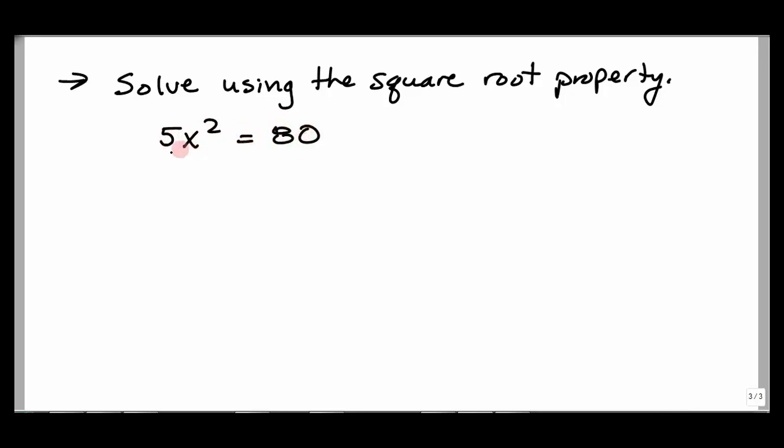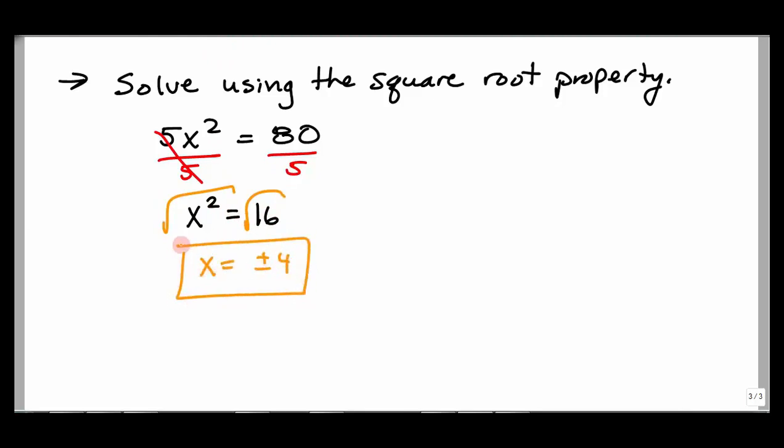Now whenever you have a single term on one side and a single term on the other, sometimes taking the square root is the fastest way to get to our solutions. So for this one, we could isolate the x squared by dividing both sides through by 5, and I get x squared equals 16. And then our next step would be to take the square root of both sides, and I get x equals ±4. So bingo, we're done. That's the square root property.